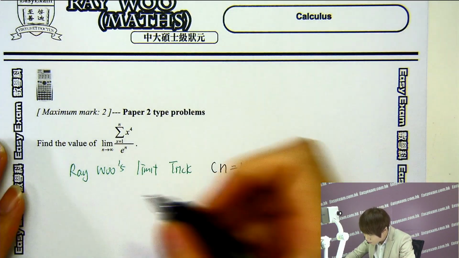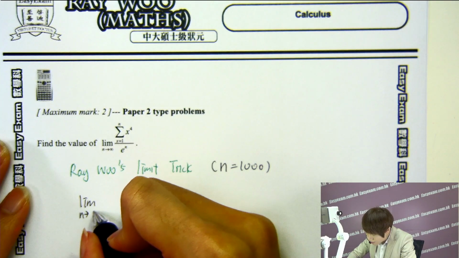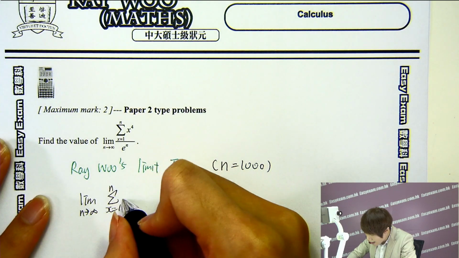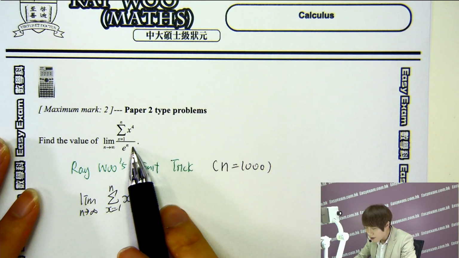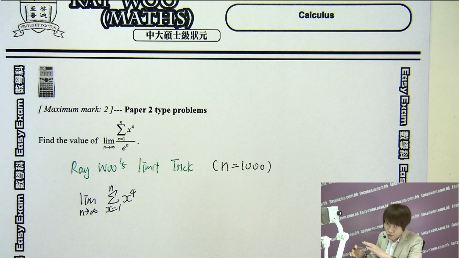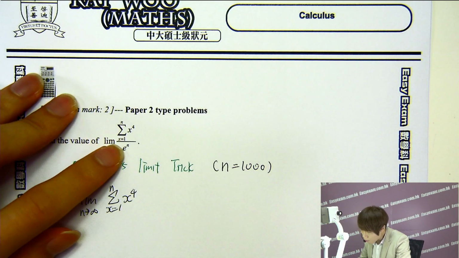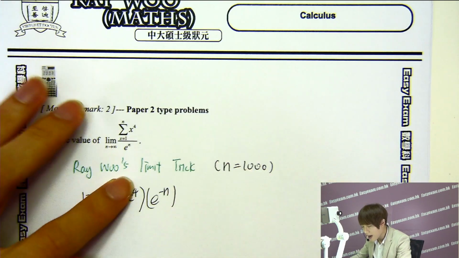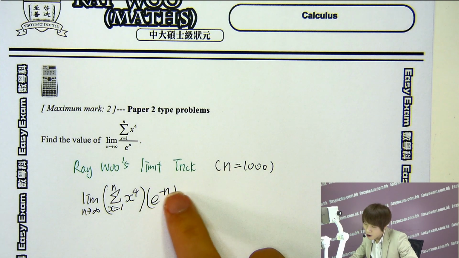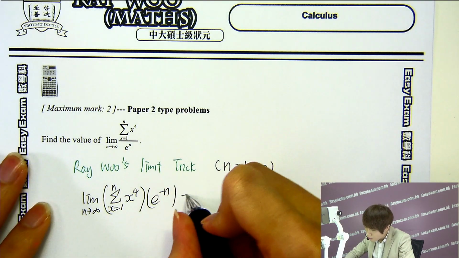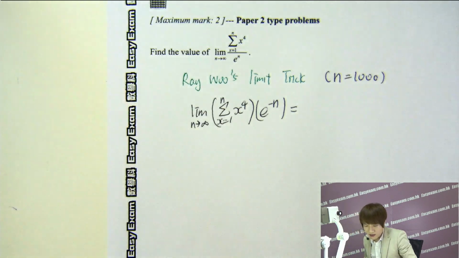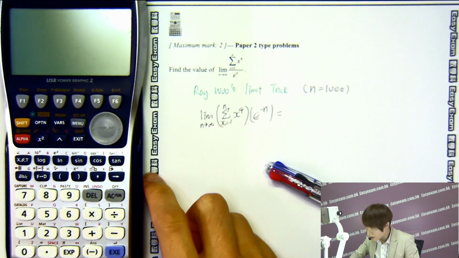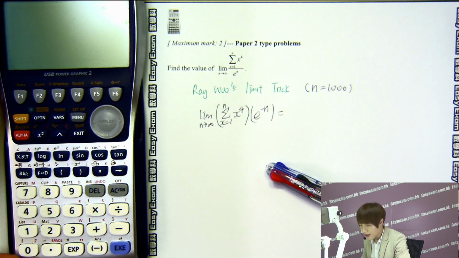Yeah, a pretty large number. So our limit as n tends to infinity, summation x equal to 1 to n, x to the power 4. And here I'm going to use the law of indices to rewrite this fraction. So over e to the power n becomes multiplied by e to the power minus n, right? And now is the time to put it into our GDC. Because if you rewrite into that form, it may be easier to type into our GDC to do our calculations. So here we go.